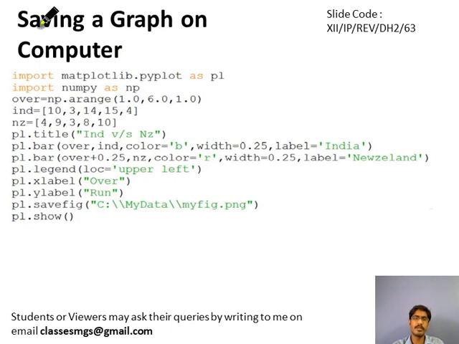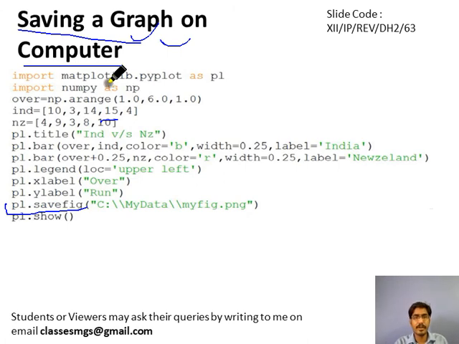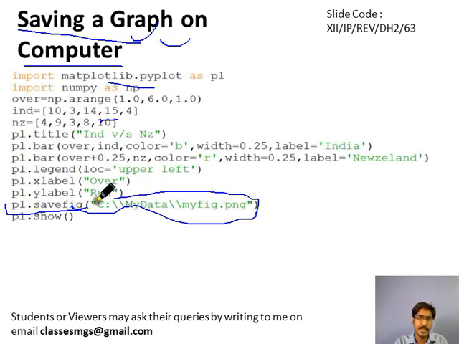Now another important concept. Sometimes a 1 or 2 mark question is asked: which function is basically used to save the graph on your computer? You will use the savefig method, and the path and name of the file you will specify like that. If you want to store this bar graph into the C drive, my data folder, and myfig.png file, the name of the file is this.